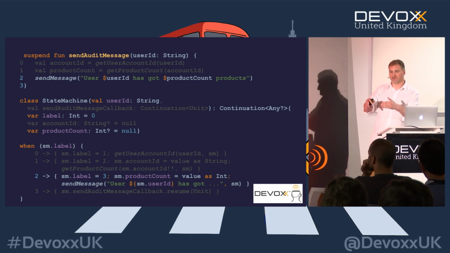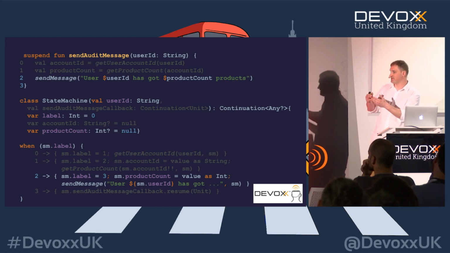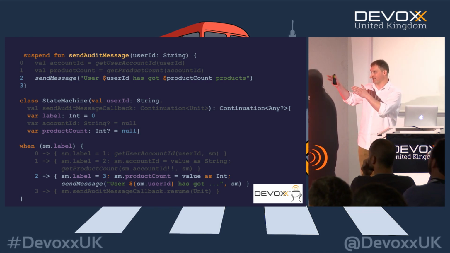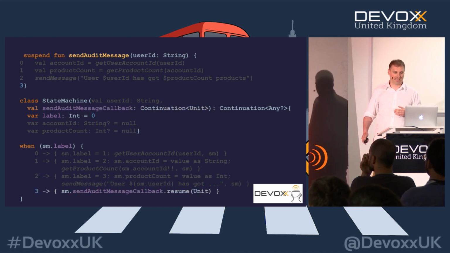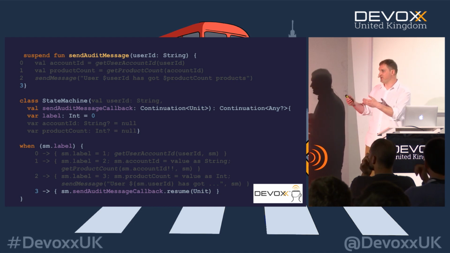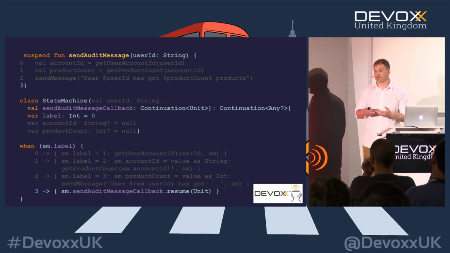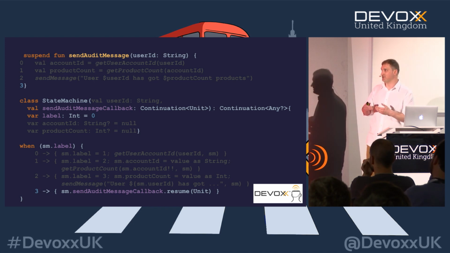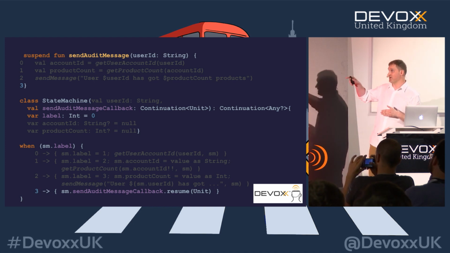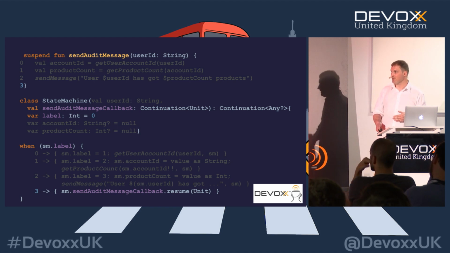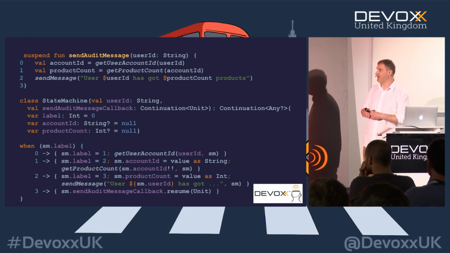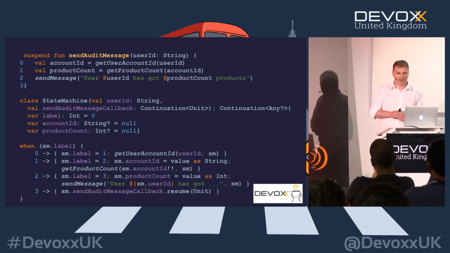We store the product count from the value that was passed as a result of getProductCount, and we invoke the third method, the send message method. We pass the state machine as a callback, and when the send message finishes its execution, the label is 3, so now we know we are at the end of the suspending function. So we've executed the whole function, and now we can call resume on the original callback that was passed as a parameter to send audit message. So here it is. Here's how the Kotlin compiler compiles such suspending functions.